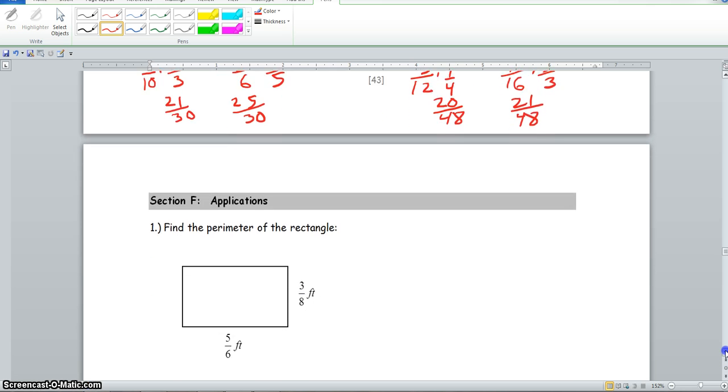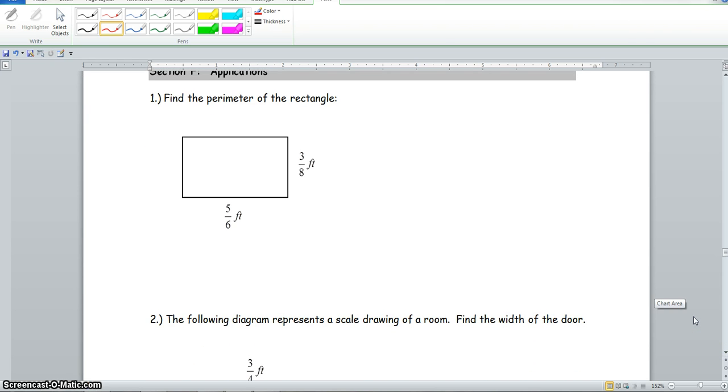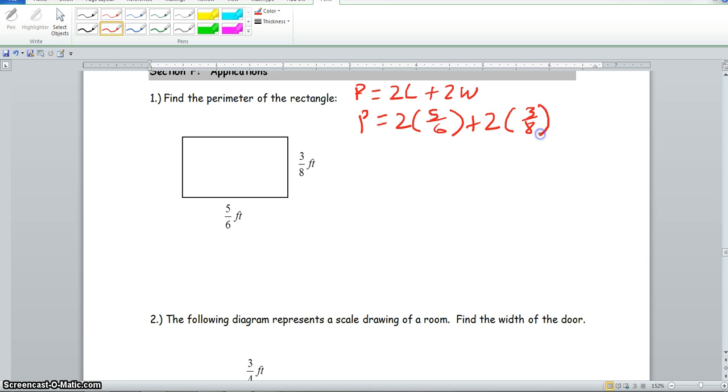Now we go to section F. It says find the perimeter of the rectangle. First thing you have to do before you do anything is know the formula of the perimeter. Now the formula of the perimeter is 2 lengths plus 2 widths. So we will substitute. Our length is 5/6 and our width is 3/8. So now we have perimeter is equal to 2/1 times 5/6 plus 2/1 times 3/8.